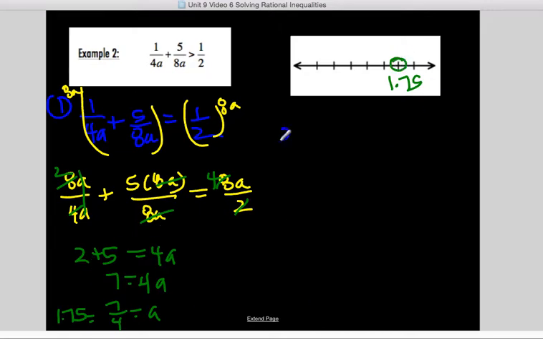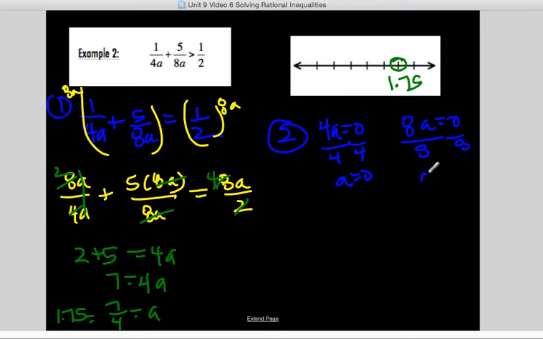Okay, number 2 says to set your denominator equal to 0 and solve. So if I divide both sides by 4, a equals 0. And let's also do this one. It's only the denominators that have a variable. If I divide by 8, once again, I have 0. You cannot equal that value, so I'm going to label this 0. And since you can't equal it, open circle.